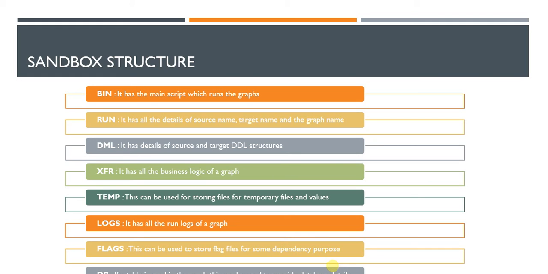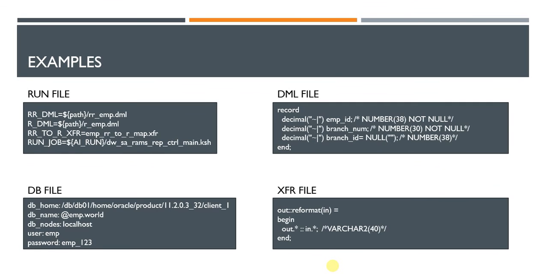For example, if I'm trying to connect to Oracle and load the data there, I'll be giving the details of my Oracle database, in which path it is installed, what is the username, and what is the password. So the examples of run file, DML file, DB file and XFR file are presented here.